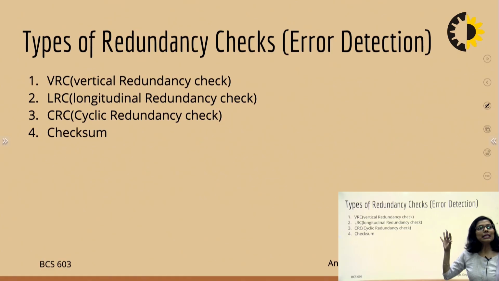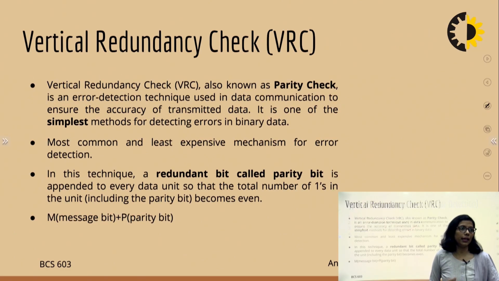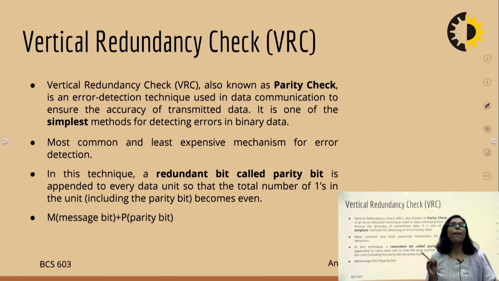Now, these are the 4 types by which we can check whether there is error in my frame or not. First is your vertical redundancy check, longitudinal, then CRC. This is the most commonly used technique. Now, first we'll look at VRC, or vertical redundancy check. It is also known as parity check.